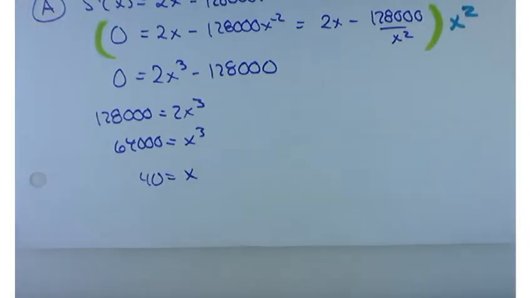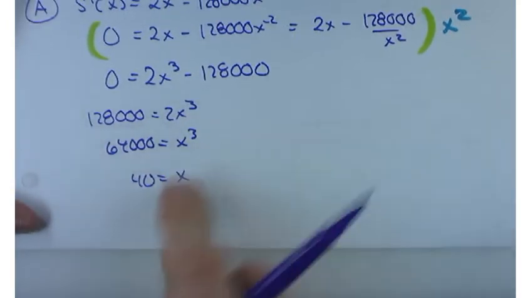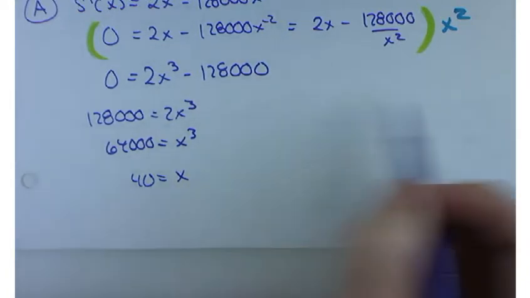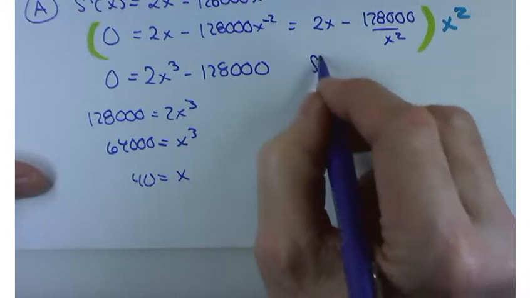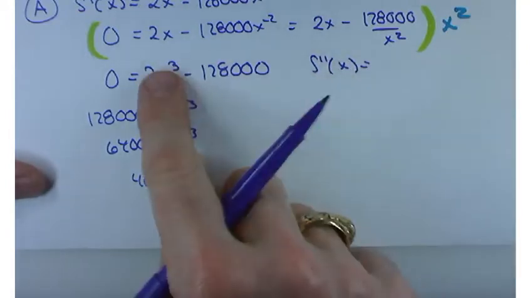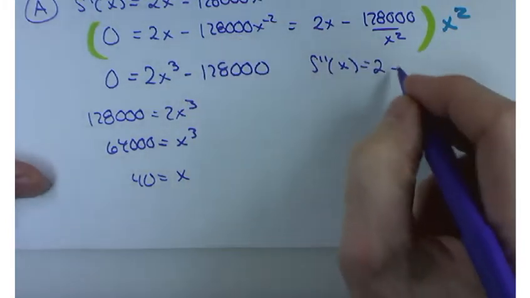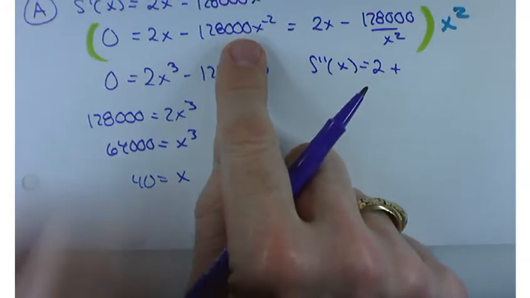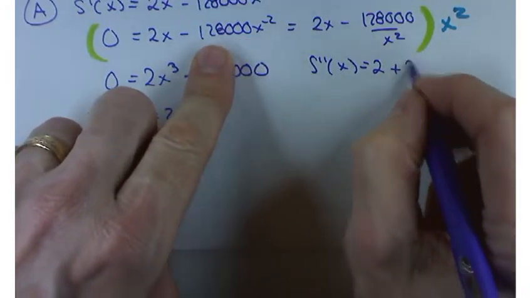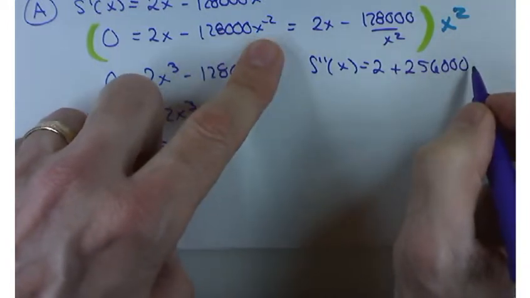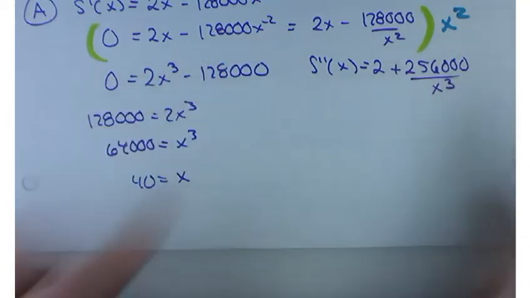Yeah, we probably should take a moment and see if this is actually a critical point. Trying to think what would be the easiest way to do that. We could do that with a second derivative test. So let's take a look quickly at the second derivative. S double prime of x would be 2 plus 256,000 x to the negative third, which I'll write over here as x cubed, right?